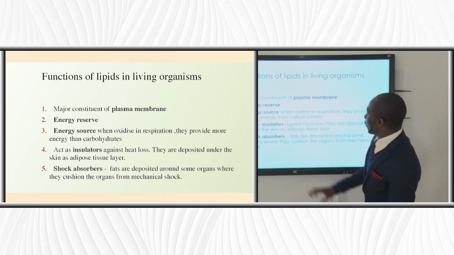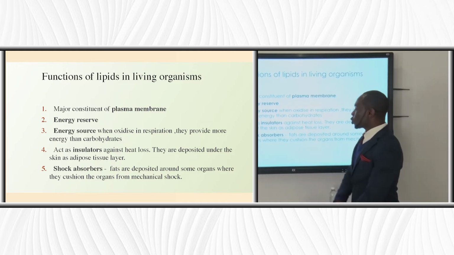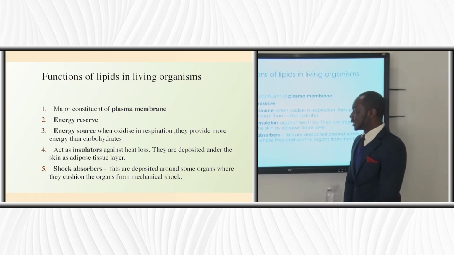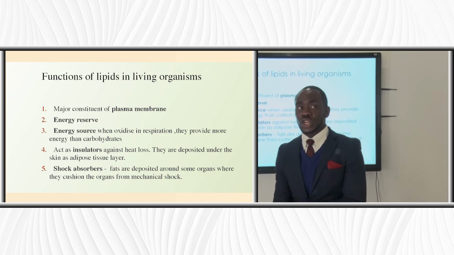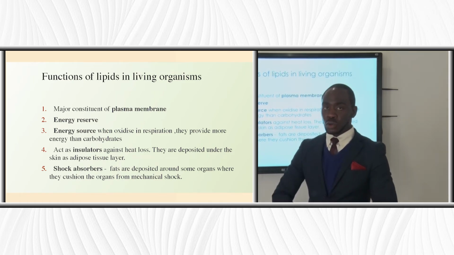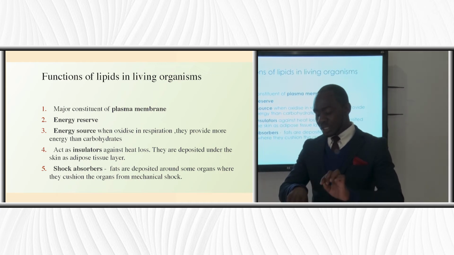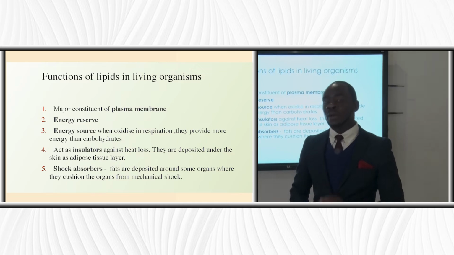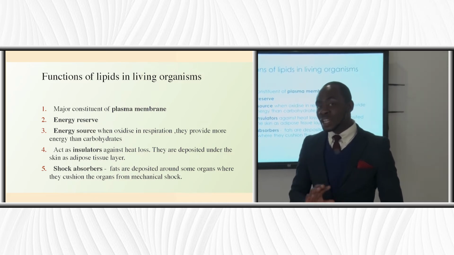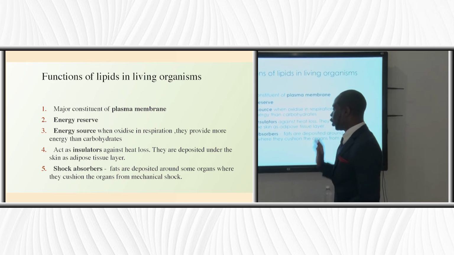Now moving on to point 4. Lipids can also act as insulators against heat loss. Lipids are deposited under the skin to form a layer which is called the adipose tissue layer. If your skin is bruised, you can actually see a white layer under the skin. That white layer is called the adipose tissue layer, which is a fat layer. The function of that layer is to insulate against heat loss.